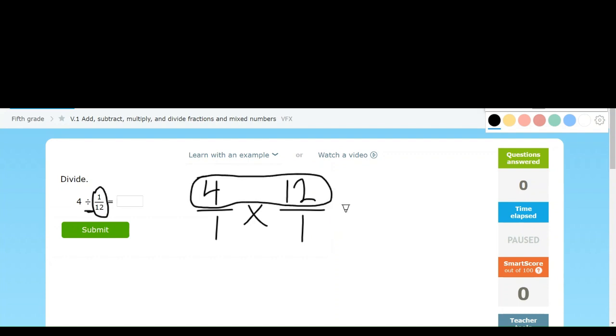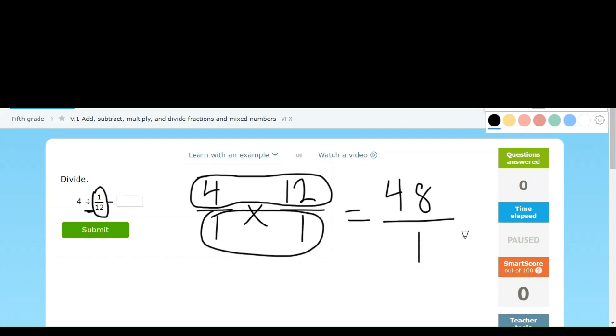We multiply the top. 4 times 12 is 48. Fraction line. And then 1 times 1 is 1. And so our final answer is 48.